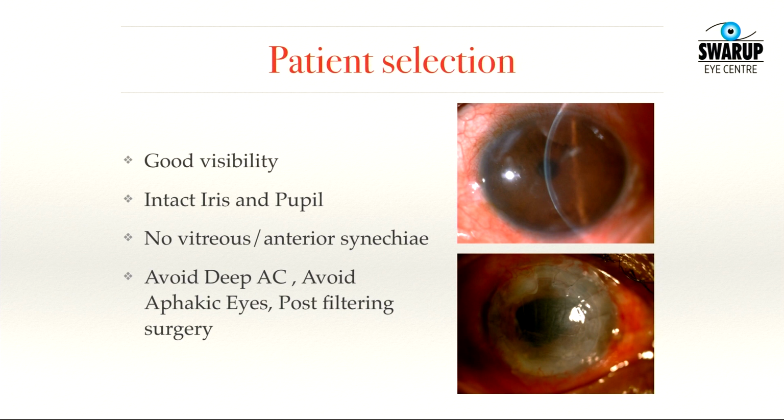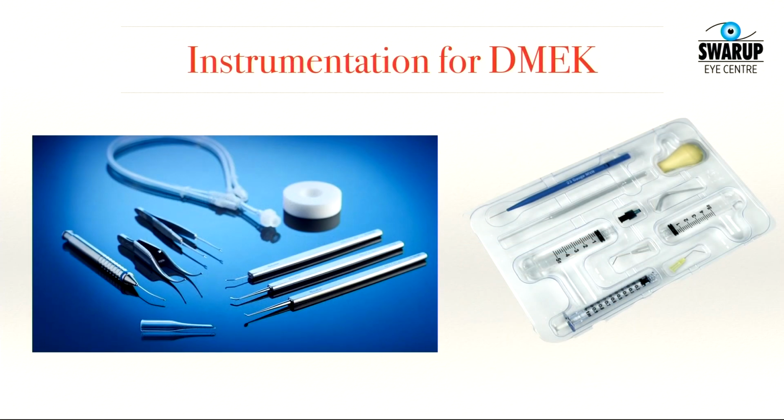There should be no vitreous in the anterior chamber or synechia ideally, because again these are places where the scroll can go and get adhered. If you have too deep an anterior chamber, it's difficult to give good unfolding of the graft, and also to give good tamponade. Avoid aphakic eyes for a similar reason, and again post-filtering eyes, because you don't get a good unfolding of the graft in these cases, and the eye is generally soft.